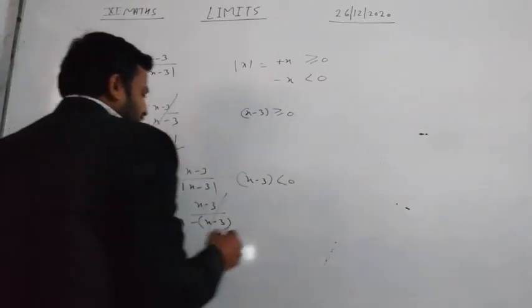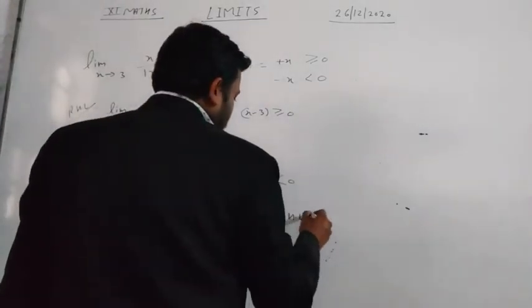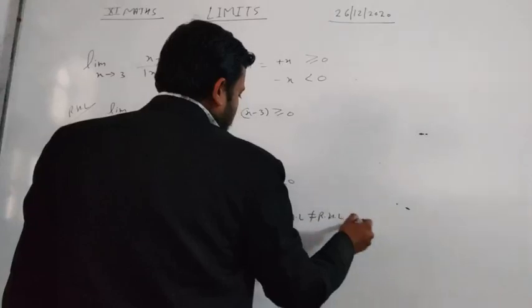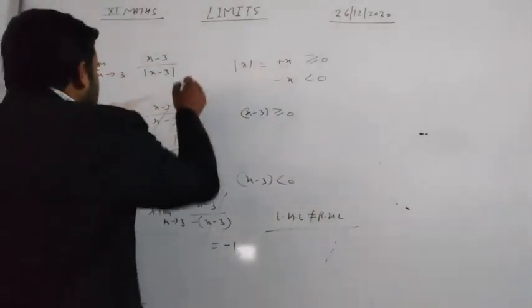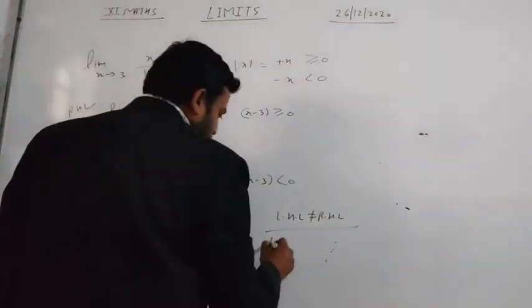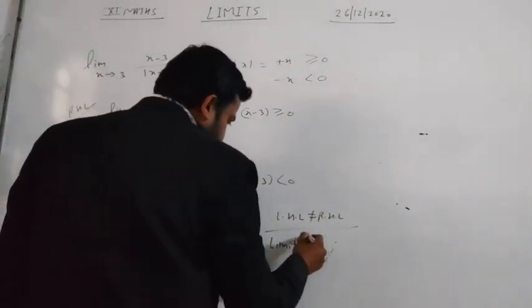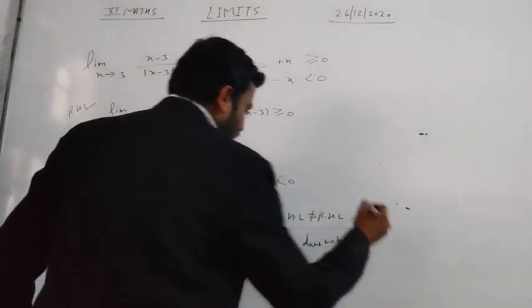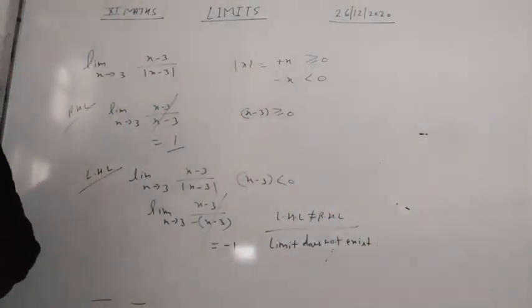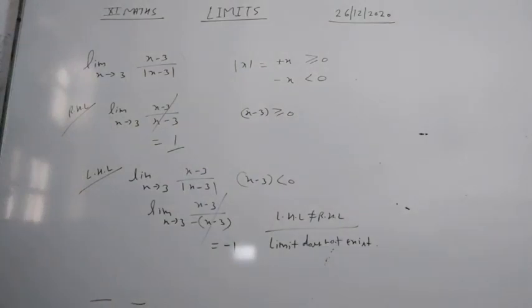So student, we are seeing that the left hand limit is not equal to the right hand limit. So we can say that the limit of this does not exist. Because our left hand limit and right hand limit are not equal, the limit does not exist. Okay, I hope you understand students.